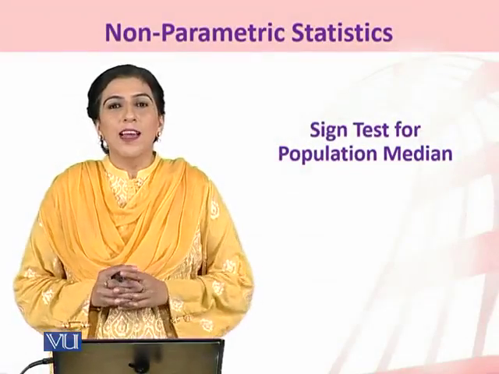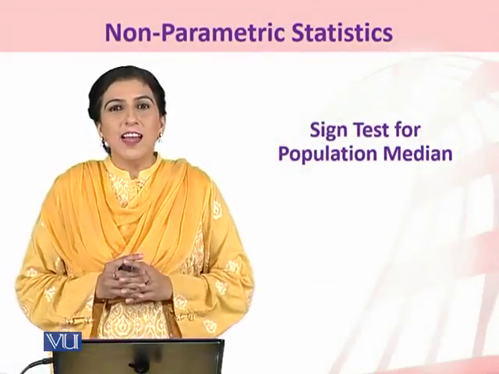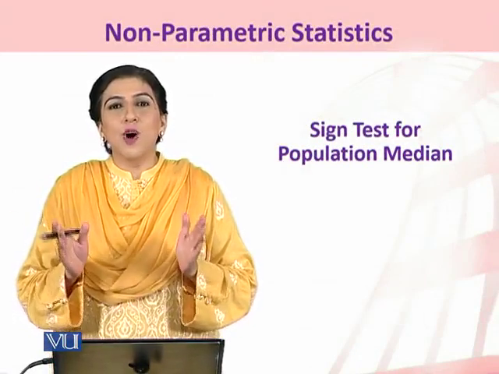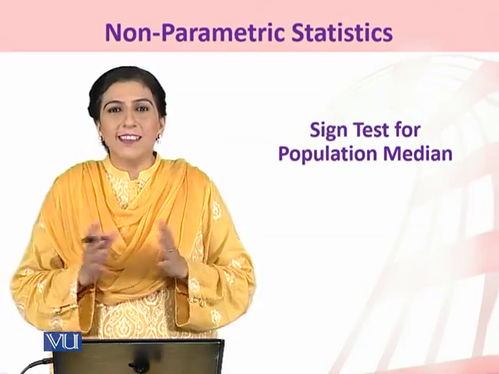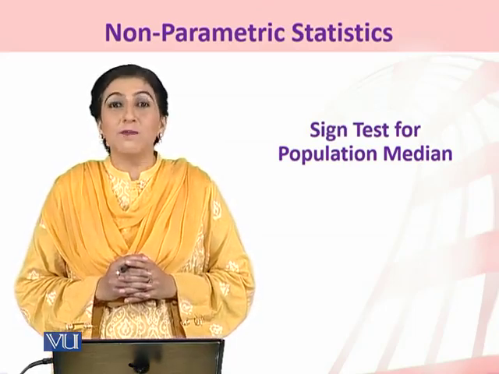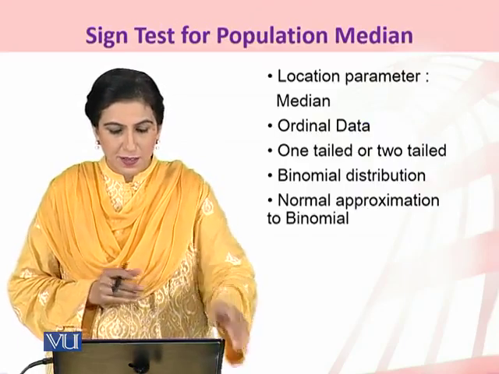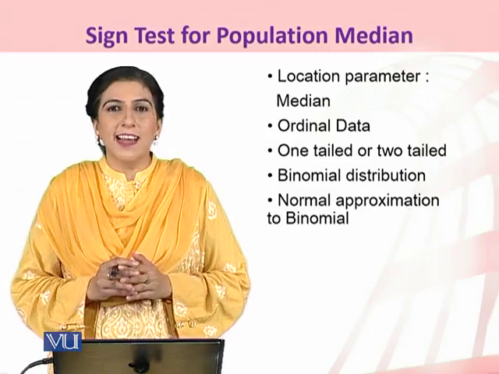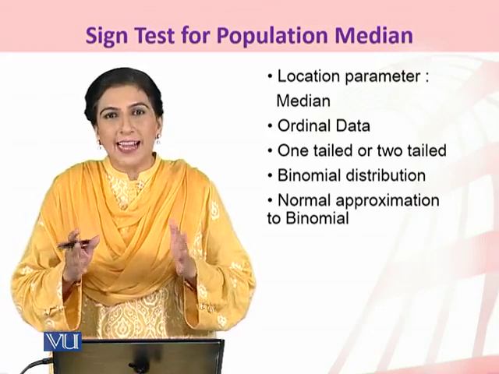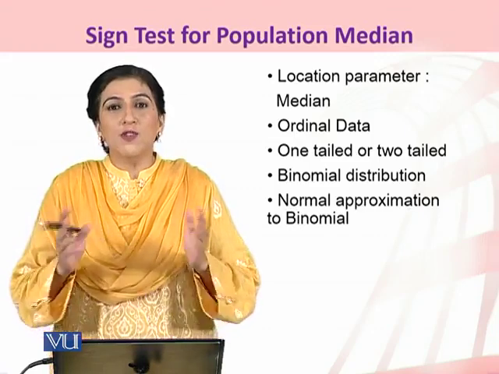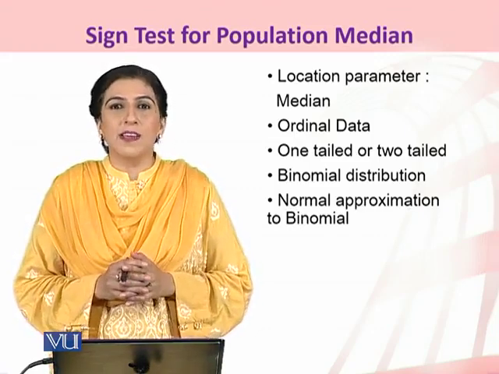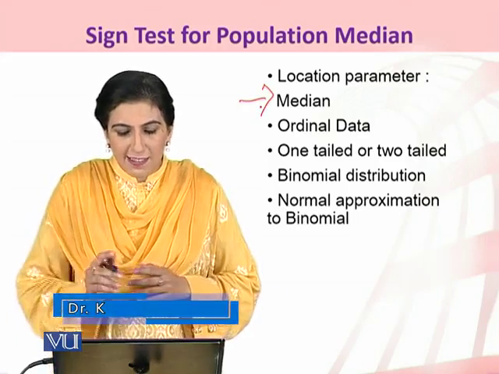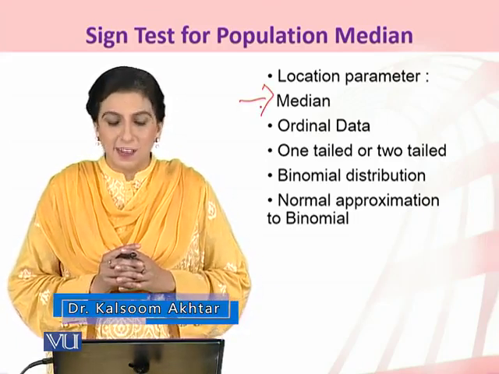In this module, we will learn the procedure that we will construct for the sign test to test the assumption about the population median. So students, what we are going to consider under the sign test, the first thing we need to take up is the location parameter. Under the sign test, the location parameter that we'll be taking is the median. So median is the parameter of interest to us.